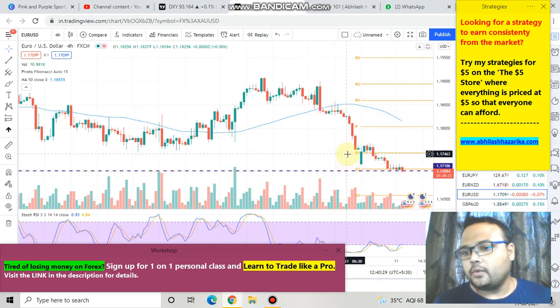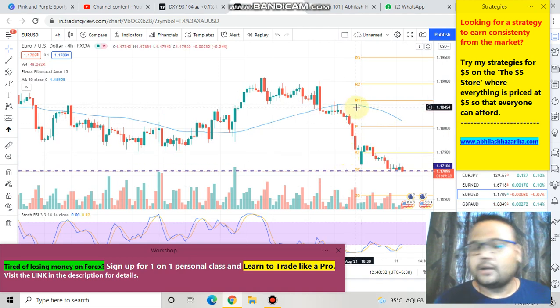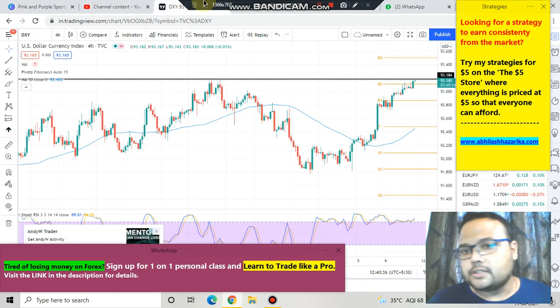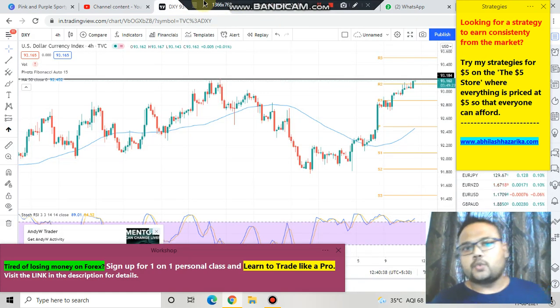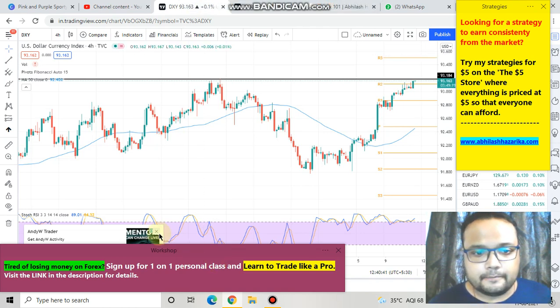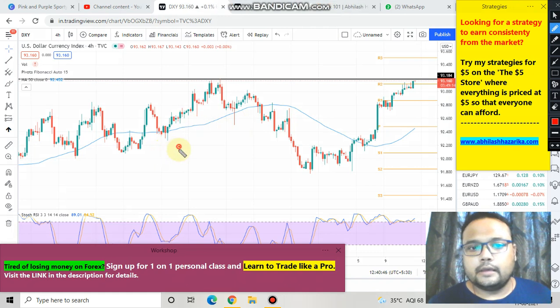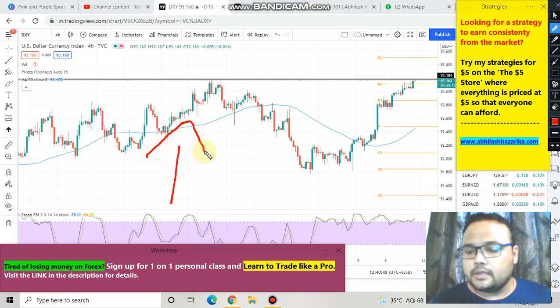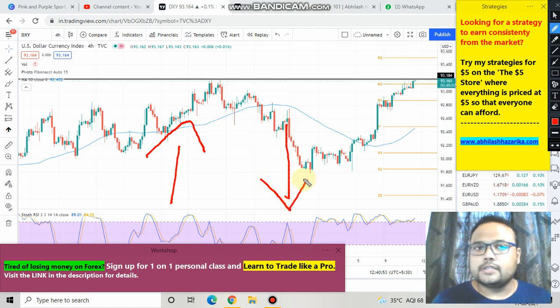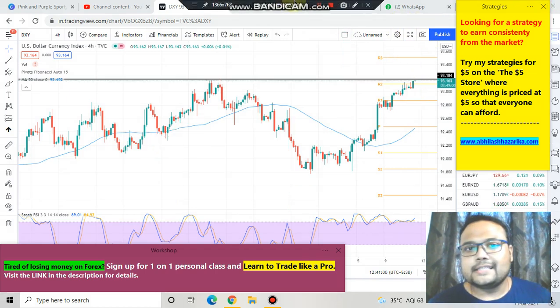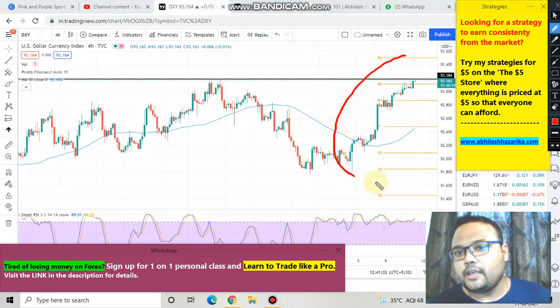We'll have to wait and watch, because one more thing that we cannot overlook is the chart of the US dollar. This is the US dollar chart, DXY, and you can see that DXY is extremely bullish. If the US dollar is going up, then you'll see GBP USD and Euro USD going down. If the dollar is going down, then you will see Euro USD and GBP USD going up. And right now you can clearly see that the US dollar is extremely bullish.